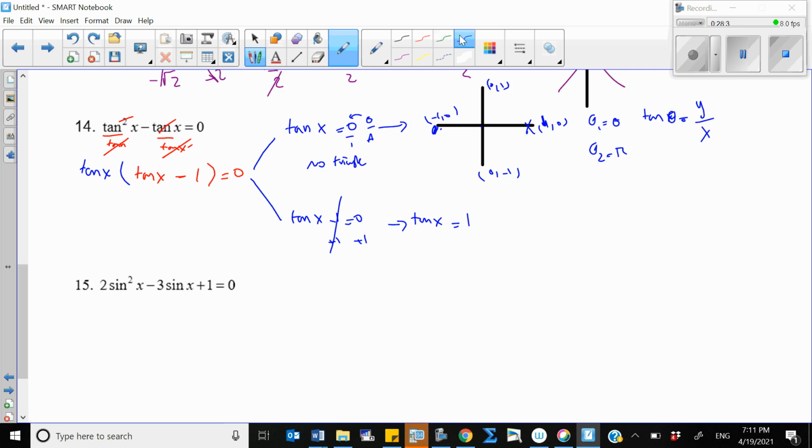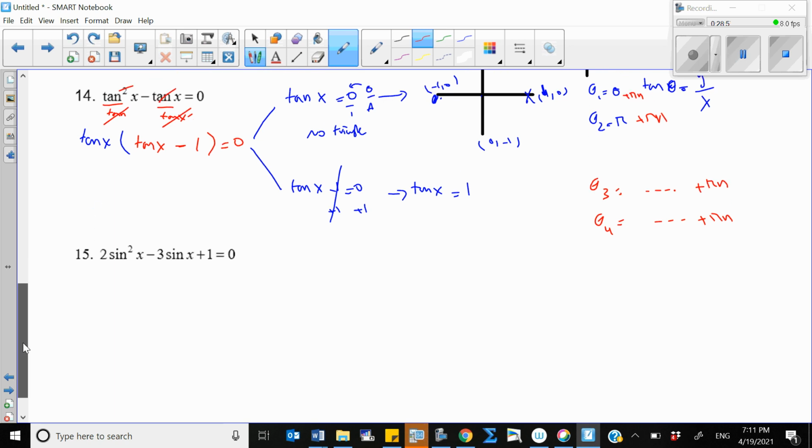And then you can look for the other one over here. I'm going to leave this one for you to solve. You're going to find theta 3 and theta 4. For the general solution, you just need to add pi n to whatever value you find here. You need to add pi n to that. Plus pi n, plus pi n.